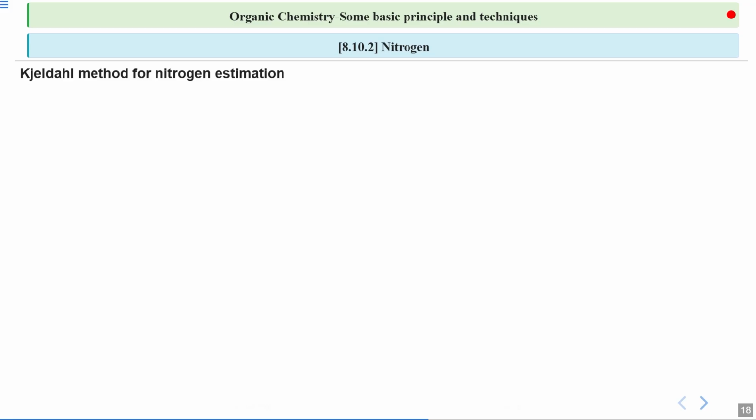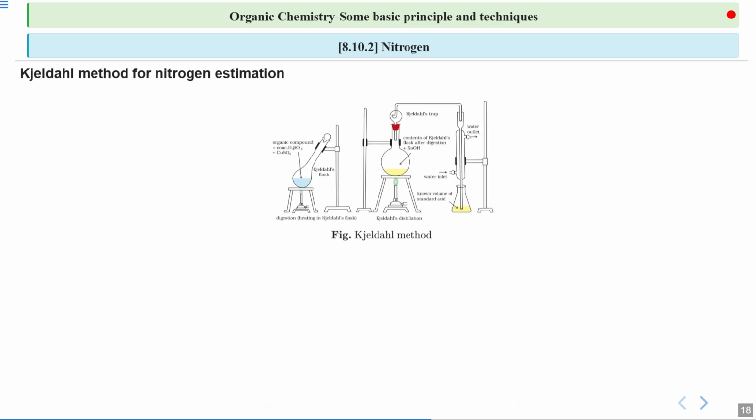Next, we'll talk about the Kjeldahl method for nitrogen estimation, which is a classical laboratory technique used to estimate the amount of nitrogen in organic compounds. Here you can see a diagram for the Kjeldahl method setup. Notice the special flask called the Kjeldahl flask, which is designed to handle the strong acid and heat used in this process. Visualizing this apparatus helps us understand each stage of the experiment.